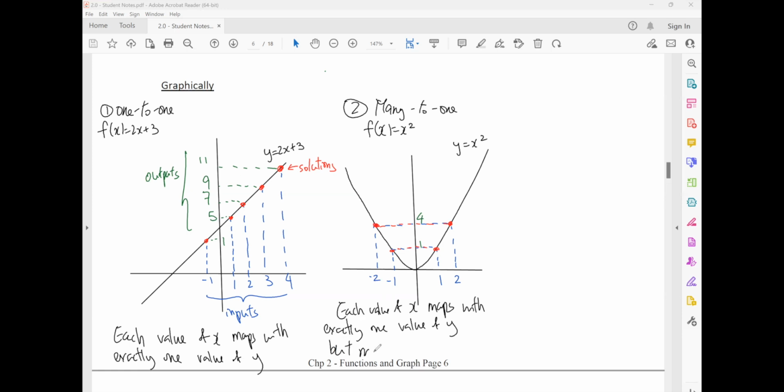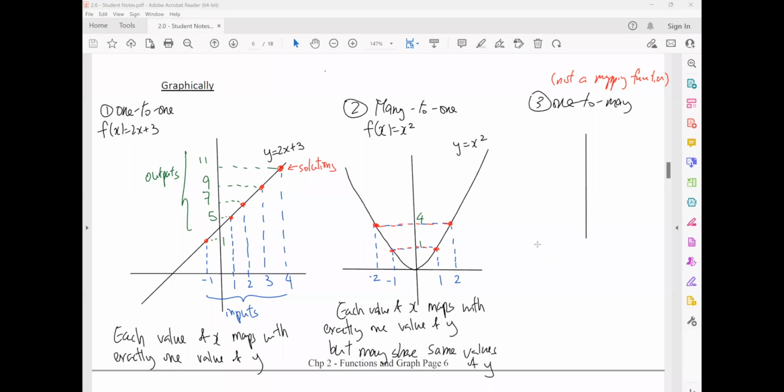But may share some same values of y. Now we look at the last one, which is one-to-many. Remember, one-to-many is not a mapping function. I have to stress this because sometimes it does ask you why there is no inverse, etc. You will have to say one-to-many. We'll talk about that later.